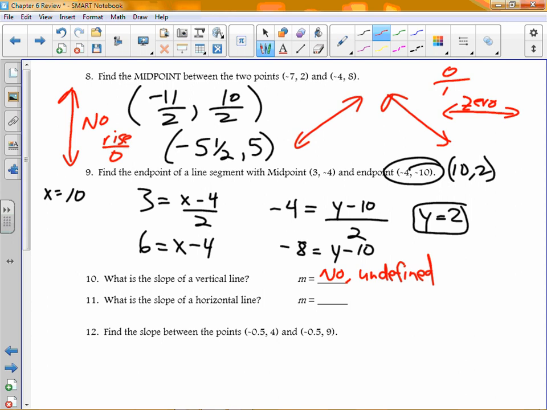If I get that one right, I should get the other one right, just because logic tells me that if the vertical line was no slope, the horizontal line must be the other way. So a horizontal line has zero slope.